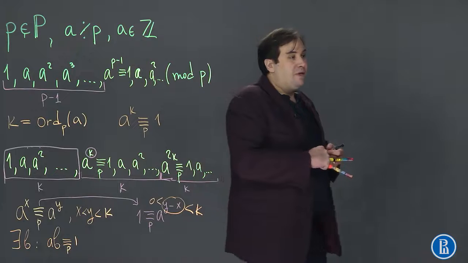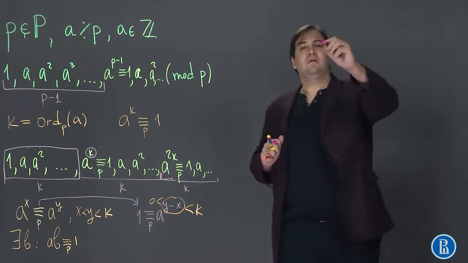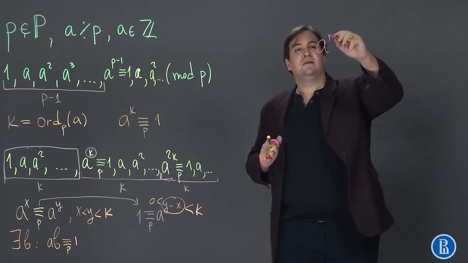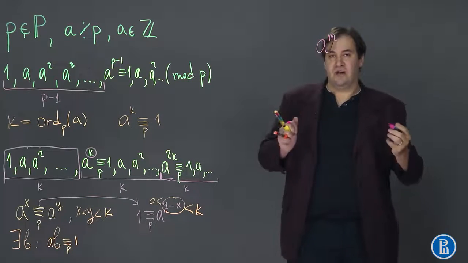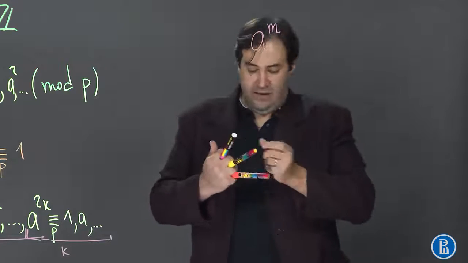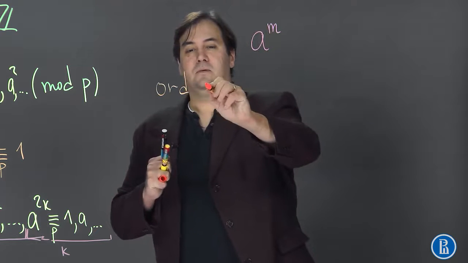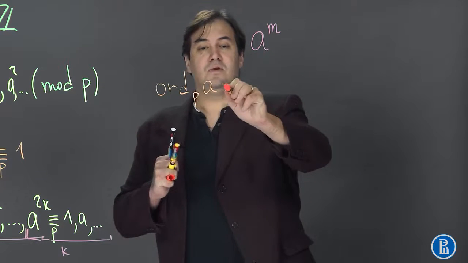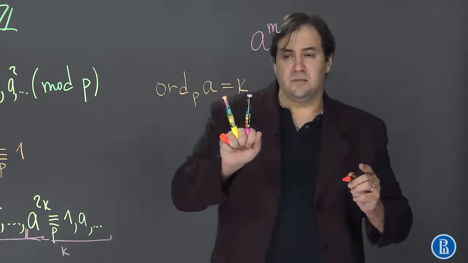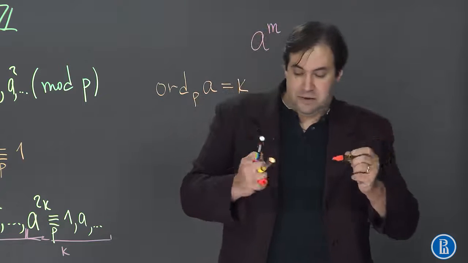In the current video, I would like to study the order of a remainder which is a power of a. So we know that the order of a is equal to k modulo p, of course, which means that k is the least positive integer power such that a to the power of k is equal to 1 modulo p.